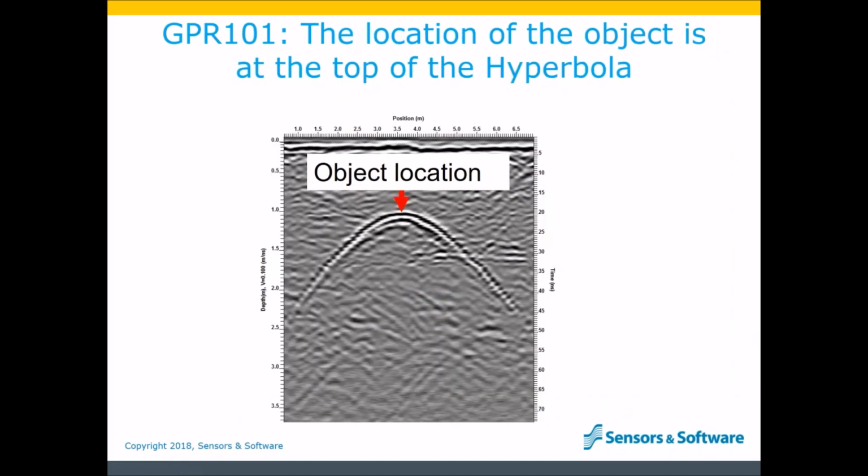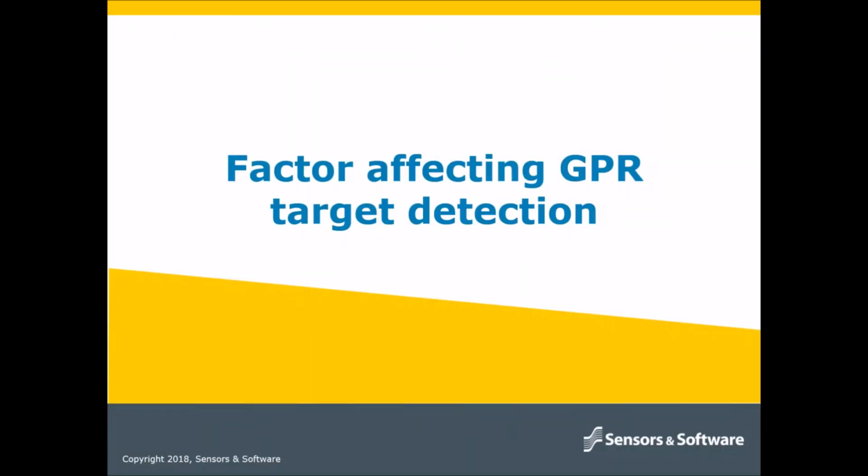When we cross an object perpendicularly, we get a hyperbola on the screen. A hyperbola forms as the GPR passes over top of the object. The object is located at the peak of the hyperbola. So this is pretty easy, right? But as many of you know, targets do not always show up this clearly.